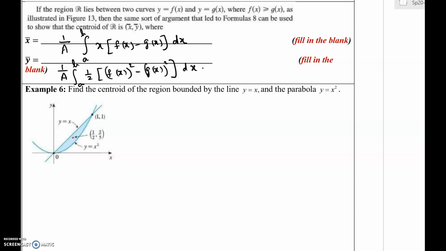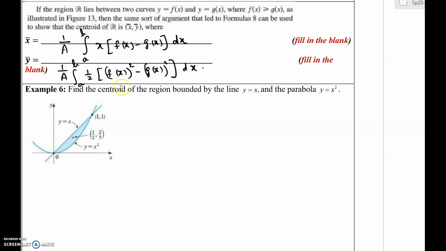If the region is made up of only one curve, we will have just f of x. If the region is made up of two curves, we will have f of x minus g of x multiplied by x for the x coordinate. Then the square of f of x minus the square of g of x times half, with 1 over A outside, will be the y coordinate of the centroid.